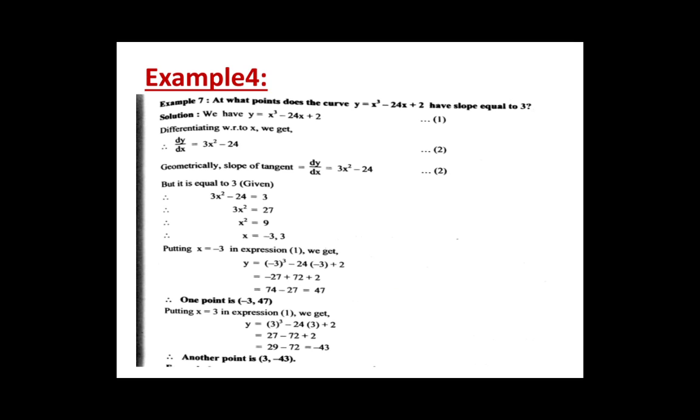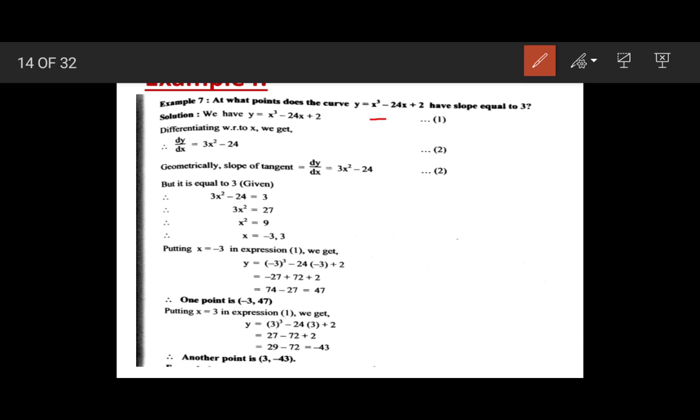See the next example. The next example is: at what point does the curve y is equal to x cube minus 24x plus 2 have slope equal to 3? Okay. So what we are going to do first, we are going to differentiate this with respect to x. So dy upon dx is 3x square minus 24. Right. The derivative of x cube is 3x square. Then minus the derivative of 24x is 24. Then the derivative of 2 is 0. Okay. Then slope is given as 3. Means dy upon dx is 3. So what we are getting? We are getting 3x square minus 24 is equal to 3.